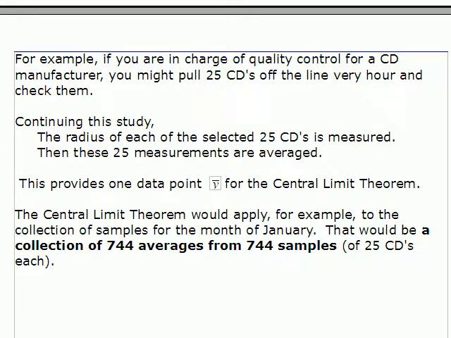This is an example of what I was trying to say. So you are a CD manufacturer, and every hour you pull 25 CDs off the line and you check them. You're going to measure the radius. So of these 25 CDs, you measure the radius, and then you average them. That is one data point for the central limit theorem. So you do that over and over again. For example, if you did that for the month of January, you would have 744 averages from 744 samples, and each sample would have 25 CDs in it.